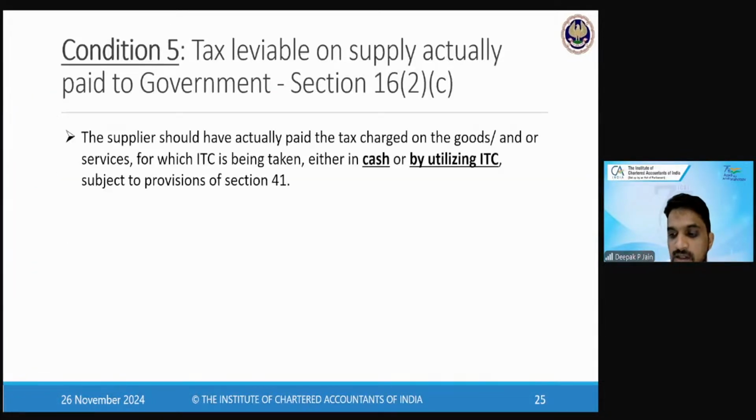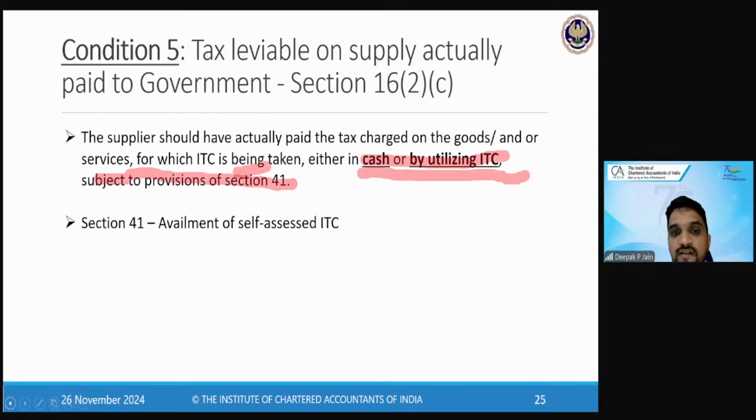Tax leviable on supply is actually paid to the government, which means the supplier, if he gives you the data in GSTR 1 appearing in GSTR 2B, that is not sufficient. It has to be paid also by them. How will they pay? By filing their GSTR 3B, which means the supplier should have actually paid the tax charge on the goods or services for which ITC is being taken either in cash or by utilizing the ITC, subject to the provisions of Section 41, which means they should be claiming it in a proper manner.